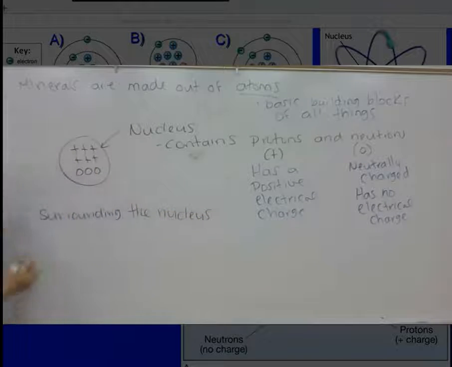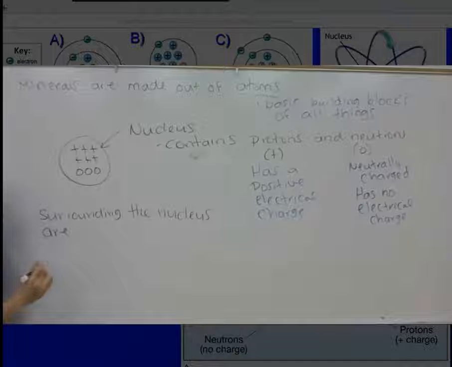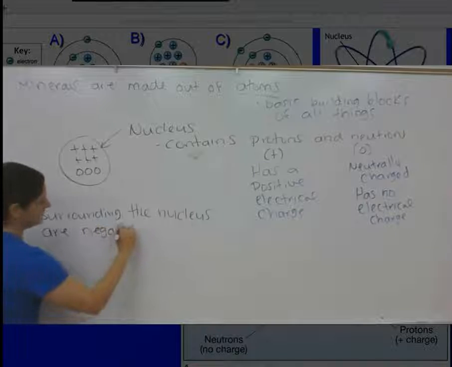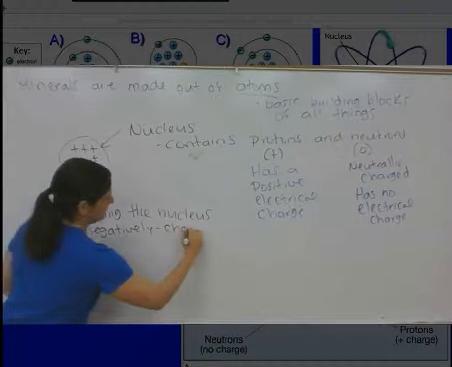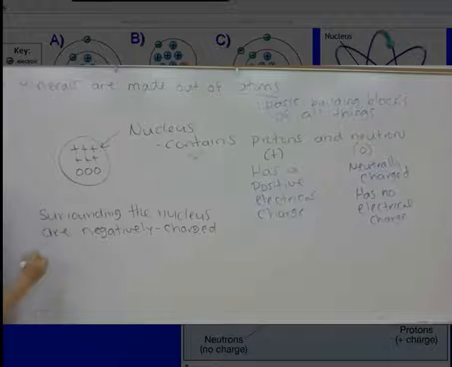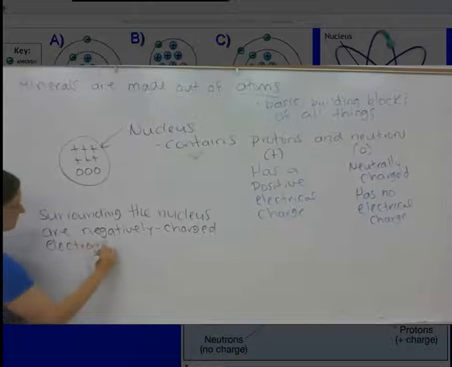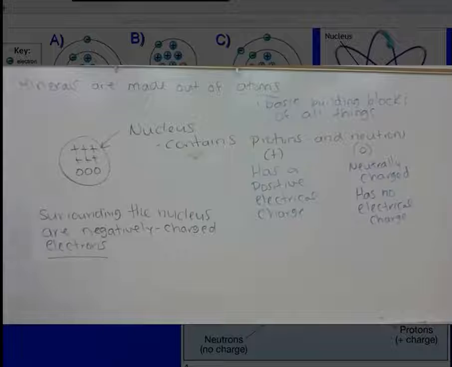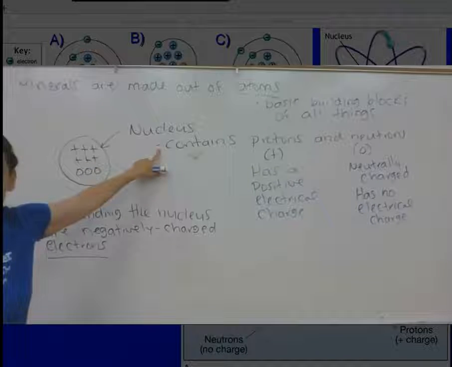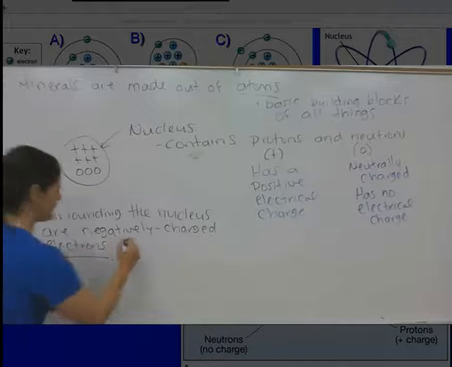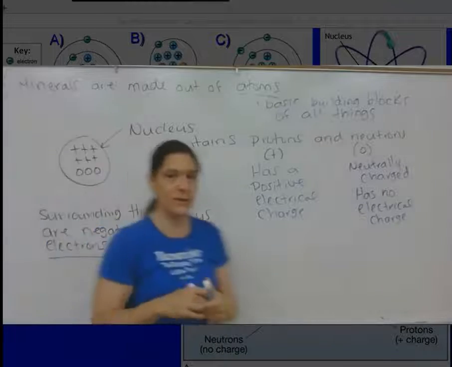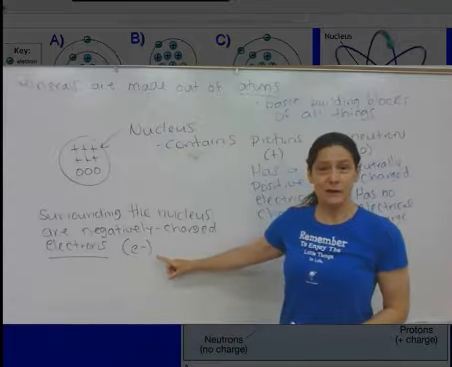So surrounding the nucleus are negatively charged electrons. And I could just give it a dash sign. Sometimes when I erase the board, little dashes get left behind, or I just use dashes. And so just to make it extra clear, I give it a little e with a dash. So that is the symbol that I use for electrons.